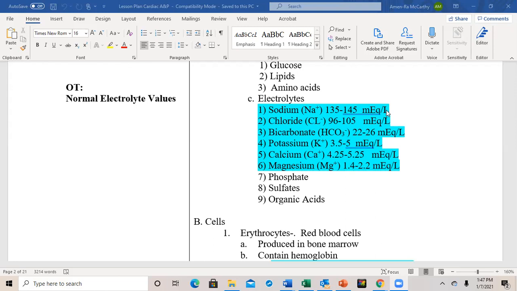All right. Chloride. Chloride is 96 to 105 milliequivalents per liter.